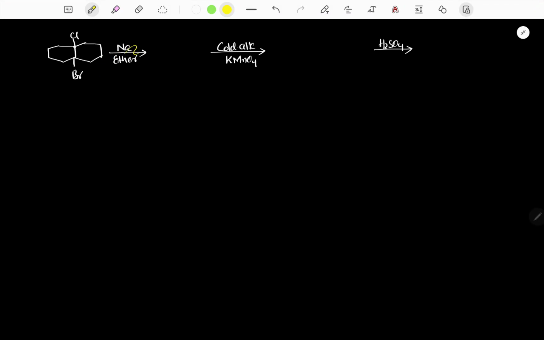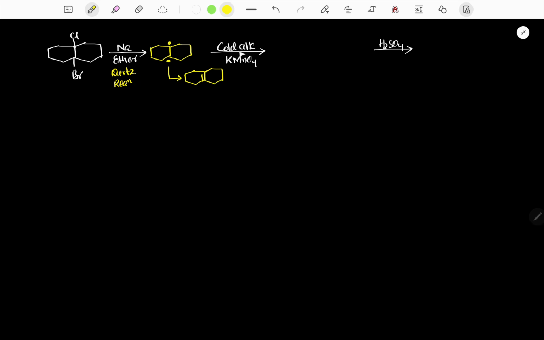Alkyl chloride treated with sodium and ether. So this reaction is known as the Wurtz reaction. In the Wurtz reaction, what we do is remove the halogens and write down the carbon radicals, and within the molecule two radicals are present. Therefore, the final compound is an alkene. It is a Wurtz reaction.